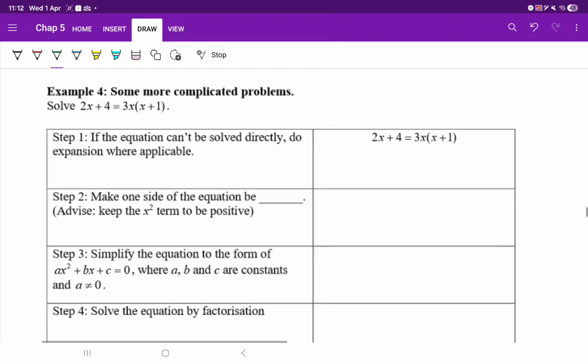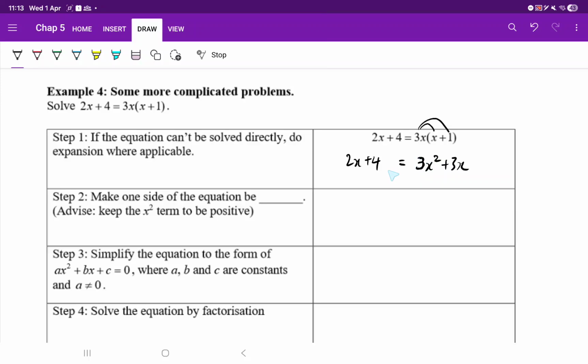Always make sure you check that your right hand side must be 0. In this case, it is not. So what can we do? Expand, very good. And then after that, make one side to be equal to 0. So let's start with the first step. First, I expand 3x squared plus 3x. That's my expansion.